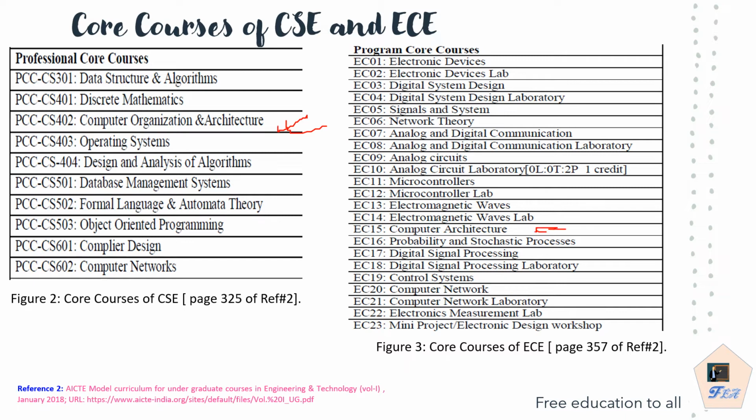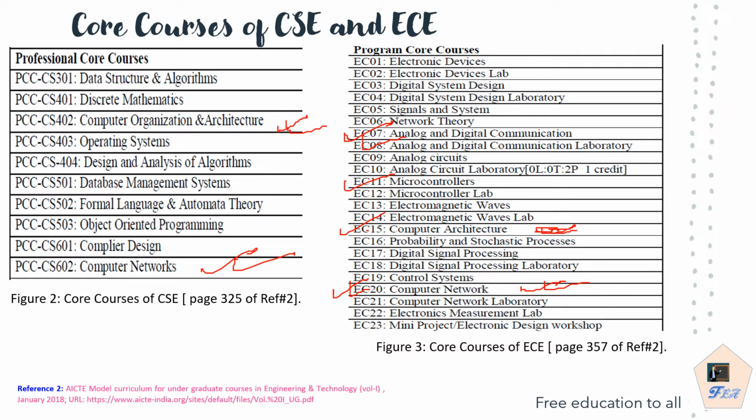This is computer organization and architecture. It is discussed both in ECE and CSE. Then computer networks are also the same. However, both these subjects are much more elaborated in ECE. Along with computer architecture, students study the microprocessor in detail, the microcontroller in detail. So this computer architecture part is a little bit deeper in ECE. Similarly, computer networks are supplemented with analog and digital communication and their laboratories in ECE.